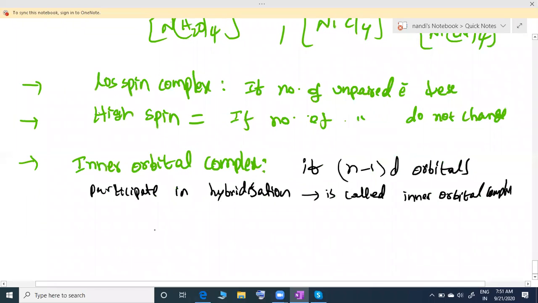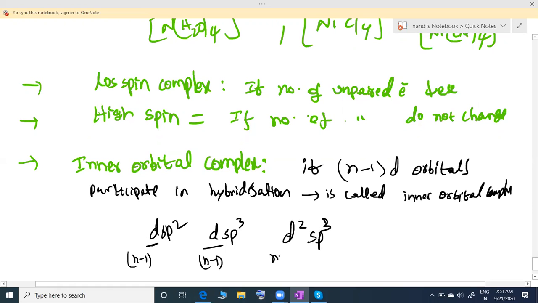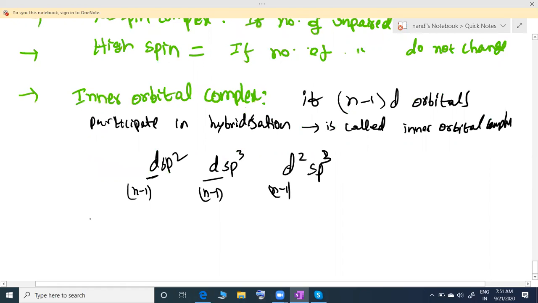So for example, dsp2, d orbital, this is the 3d orbital. Before, I am writing, that means the 3d orbital. dsp3, d2sp3, like this. So all these are 3d orbitals. Here, suppose we are taking the 3d series. Otherwise, you can write n minus 1 d orbital. This is n minus 1 d orbital. This is also n minus 1 d orbital. So in bracket, you can write it. We can discuss that later. This is the way that is easy to remember this one.